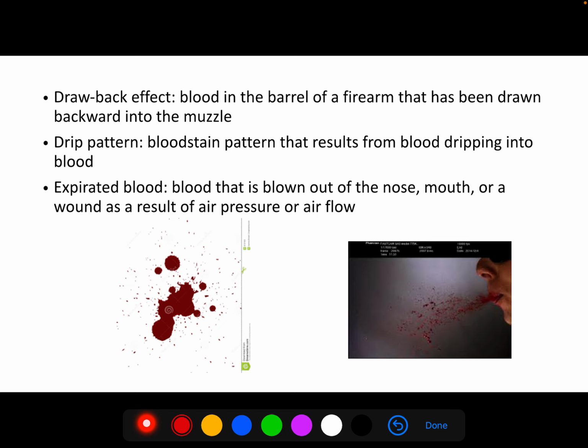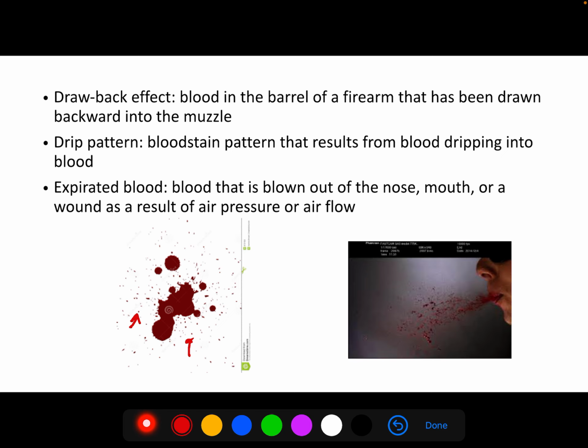We also have drip patterns. These are bloodstain patterns that result from blood dripping into other blood. So this might occur if someone cuts themselves and there's blood dripping from their arm or something like that. When blood drips into other blood droplets, it will create these sprays that go outward. So you can kind of see this pictured in the picture on the left. We have multiple blood drops that hit onto one another, and we get all of these tiny droplets that are sprayed off in every direction.